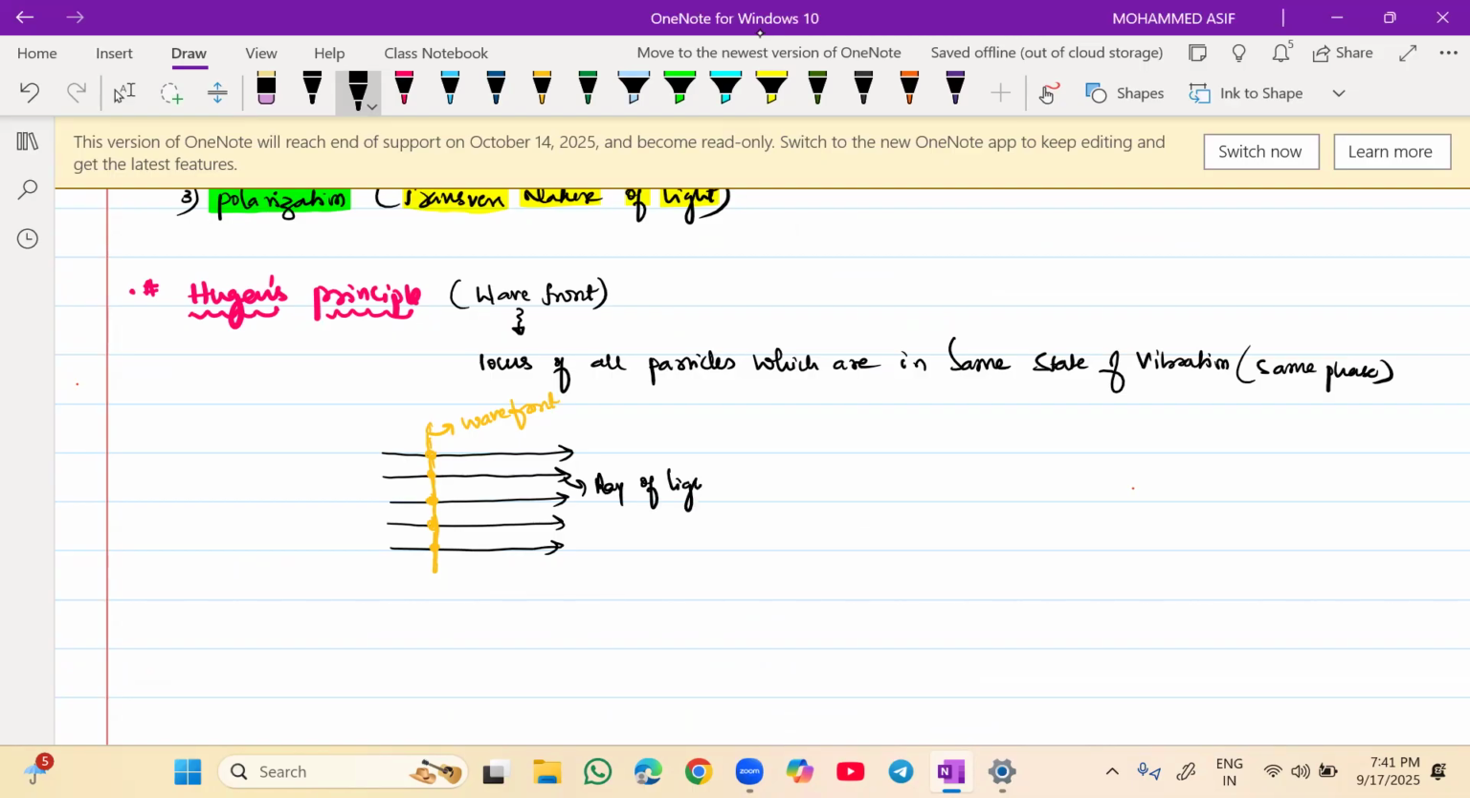This is called what for me? Your ray of light. So the ray of light is making an angle of how much with your wavefront? 90 degrees with your wavefront. This is very important. Am I clear?